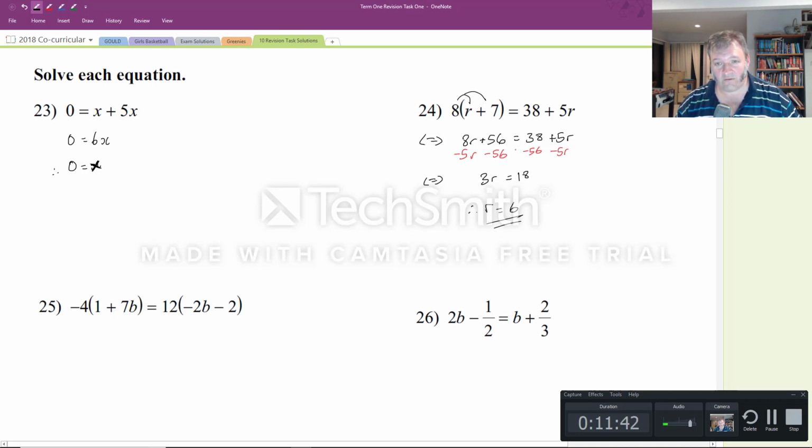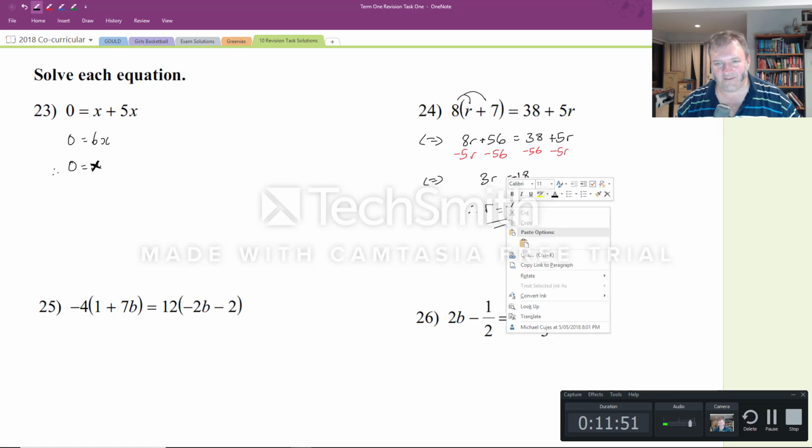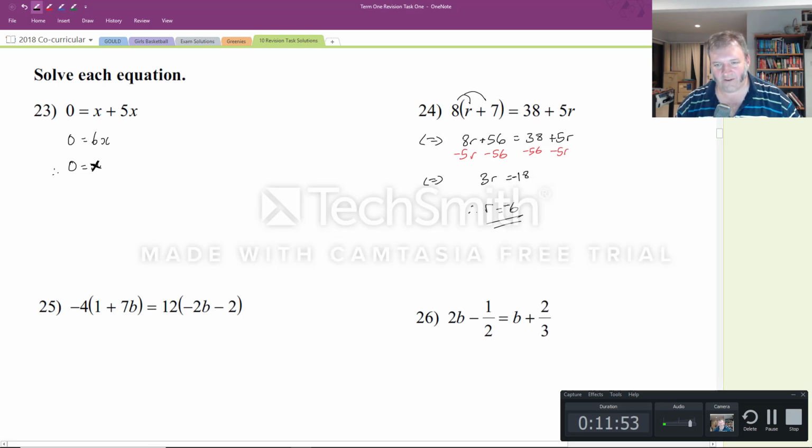Well, that doesn't look right at all, does it? What did I do wrong? Look, negative 18. Lucky I checked it. 38 minus 56 is negative 18. R should be negative 6. Let's see if that makes more sense. Negative 6 plus 7 is 1. 8 times 1 is 8. 38 plus 5 times negative 6. 38 minus 30 is 8. There you go, got it right. Always worth doing that step, isn't it?